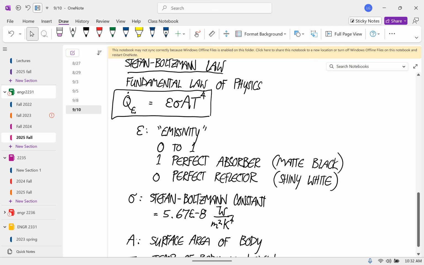This one, since the temperature does not appear as a difference, it doesn't appear as two temperatures subtracted from each other, you have to use Kelvin in this case. Kelvin and Celsius are totally different in this case. We're talking about instantaneous temperatures.